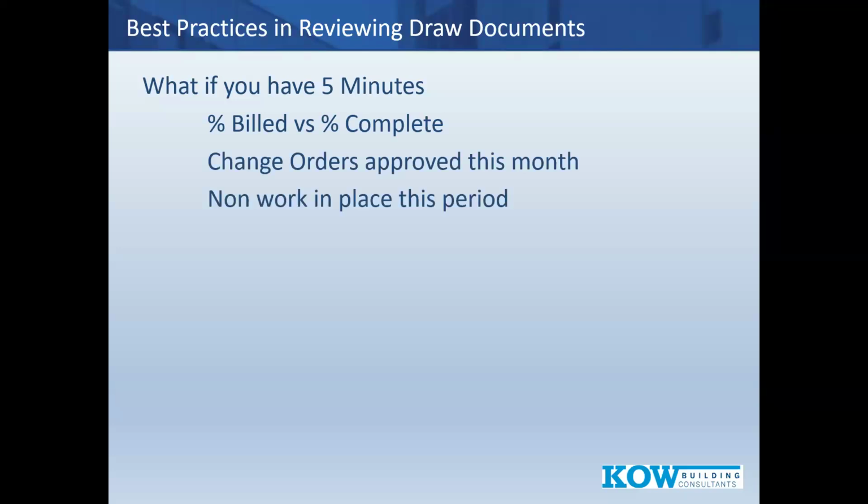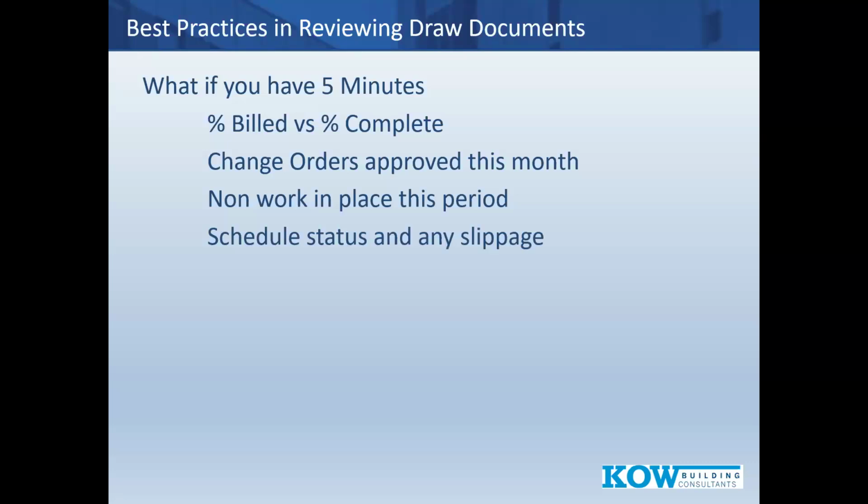Number three, non-work in place this period. Hey, they want a window deposit. Okay, how much? 100,000, 200,000, $1 million. We should talk about that. How much do they want for that deposit? $1 million? No, 50,000. Okay, let's go through what's been requested. So that is part of that 5-minute look.